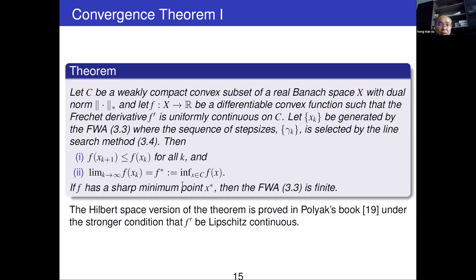Now this is a Banach space setting. F is convex, differentiable. Now I need the derivative f prime, the Fréchet derivative, to be uniformly continuous on C. And of course xk is the sequence generated by FWA, with the step size selected by the line search method. Then I can prove one and two. Number one says this FWA is a descent method, so f of xk plus one is less than or equal to f of xk. And the limit is the optimal value.